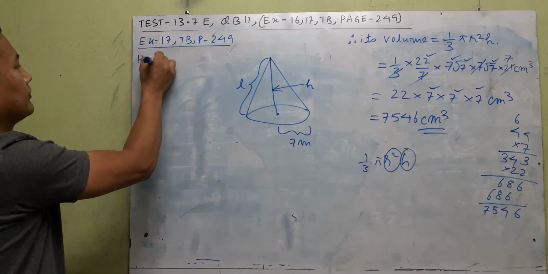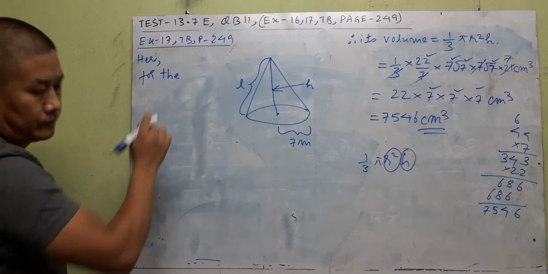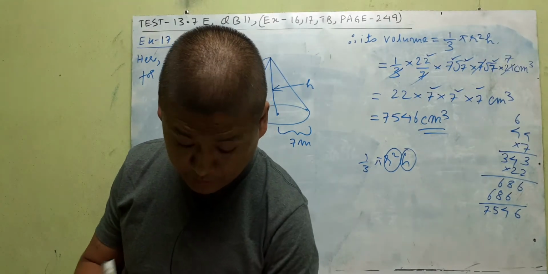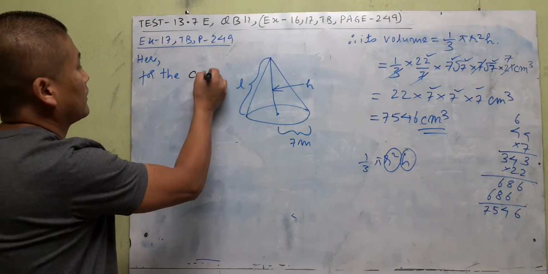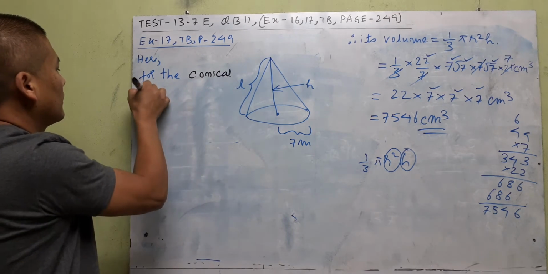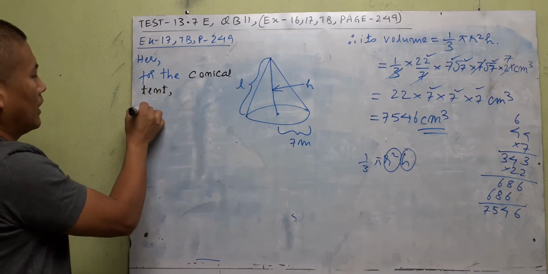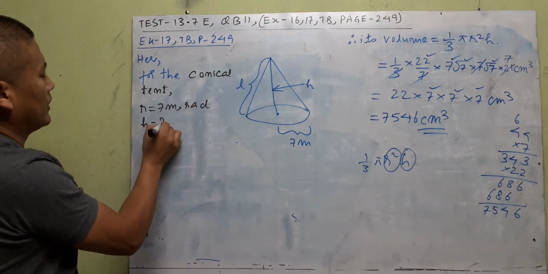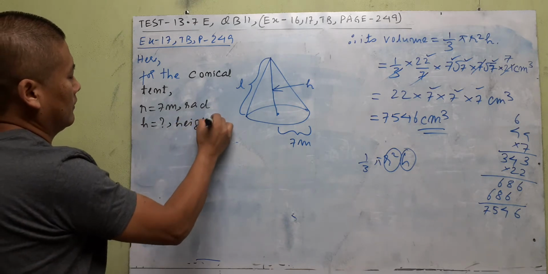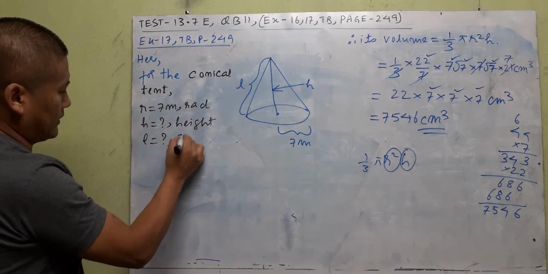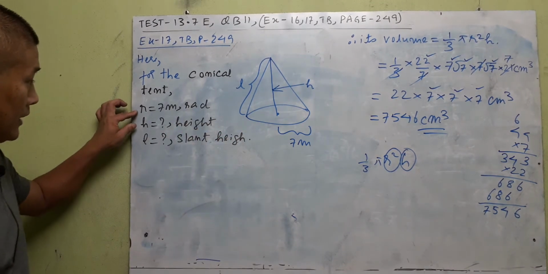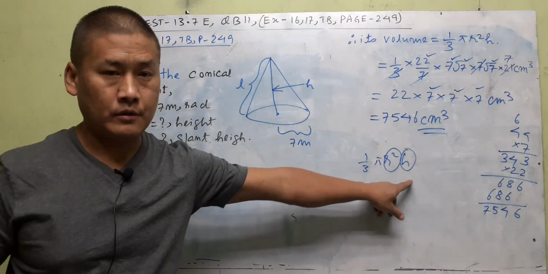So here, for the conical tent, r is clearly 7 meters, the radius. H is question mark, the height. And L we know is question mark, the slant height. We'll need the help of all this to find out your h. So r is there, our h is found means we can find the volume, r square h.